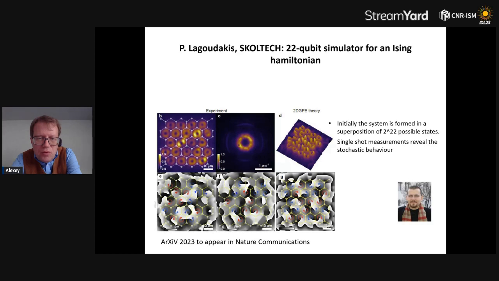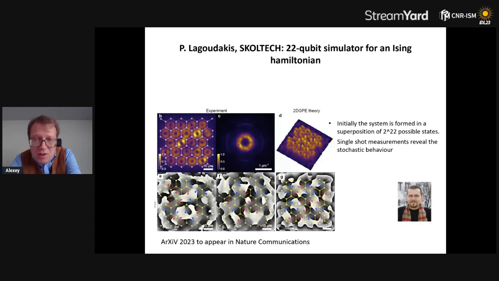And then one can, of course, study statistics of this system and see what happens when you change initial conditions, etc. So this system is not a quantum computer. There are no logic gates here, but there are 22 coherently coupled qubits. So this is a simulator. This is a quantum simulator.